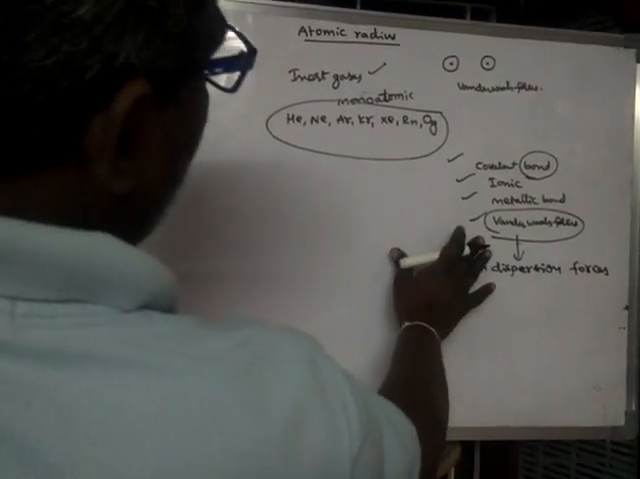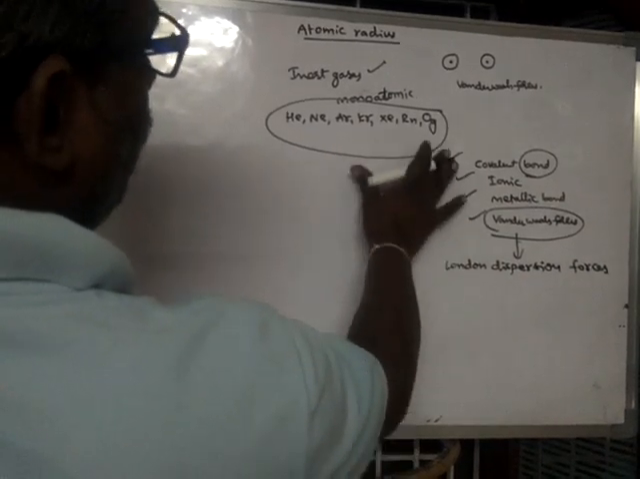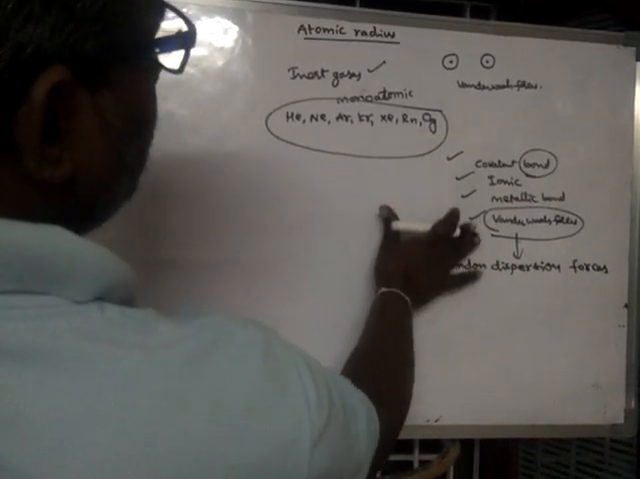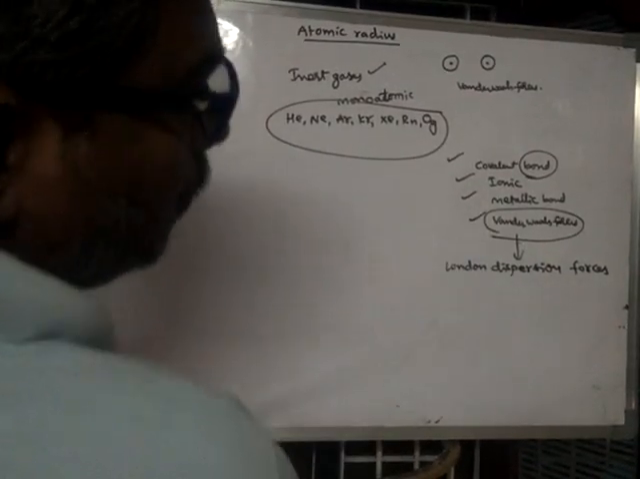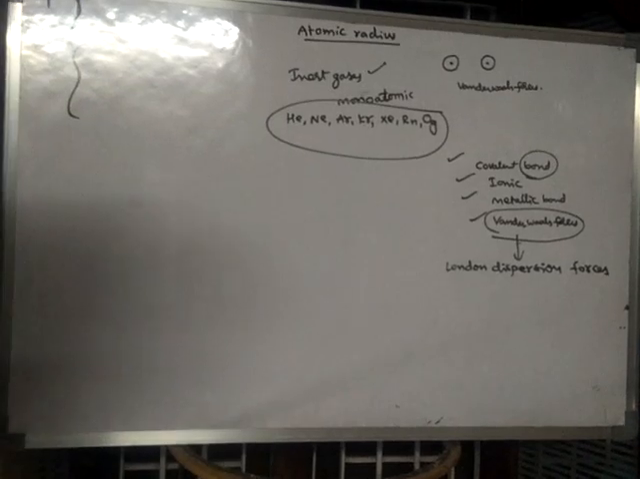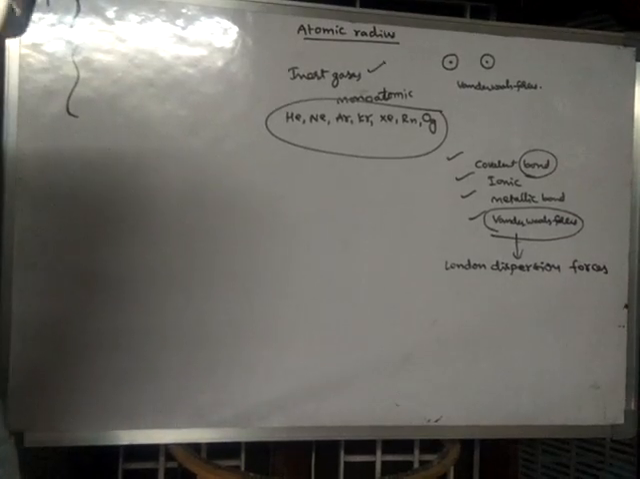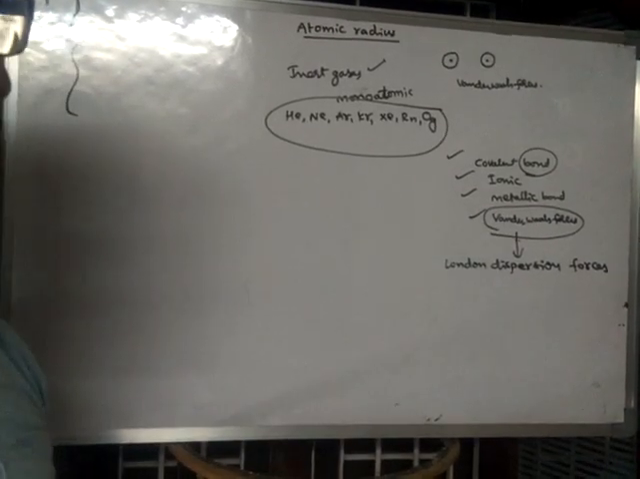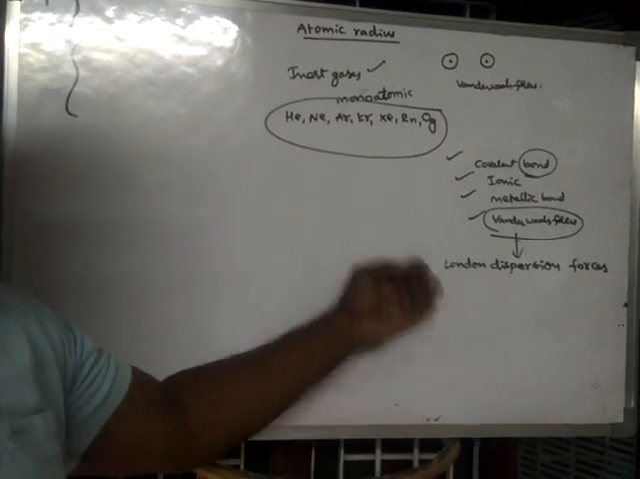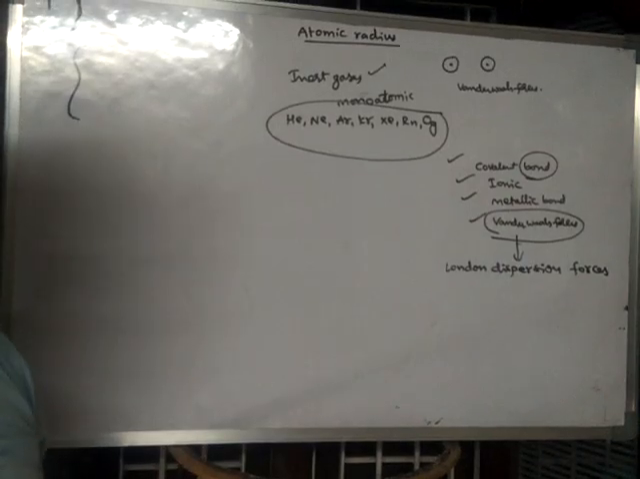Van der Waals forces are weak forces out of several types of bonds, and the van der Waals forces are of three types mainly: dipole-dipole interaction, induced dipole interaction, and London dispersion forces. London dispersion forces are the weakest forces amongst the van der Waals forces.